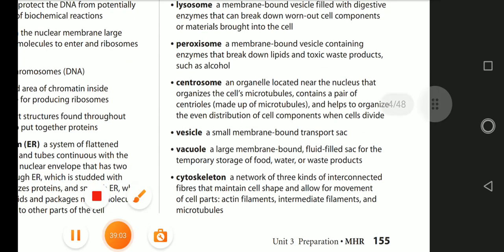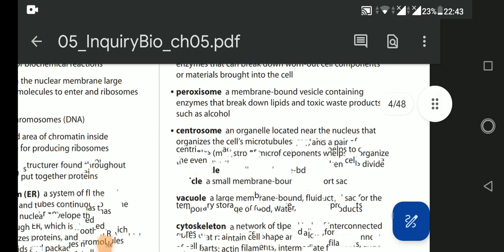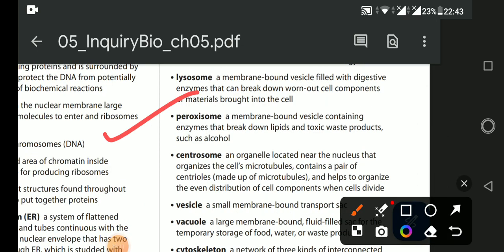Next we have peroxisomes. Peroxisomes are found in both plant cells as well as animal cells, and they play a very important role in the breakdown of lipids.